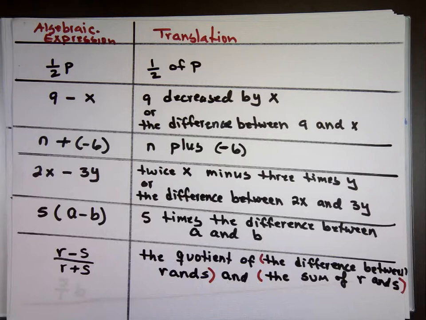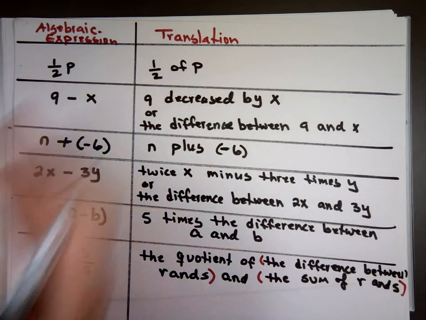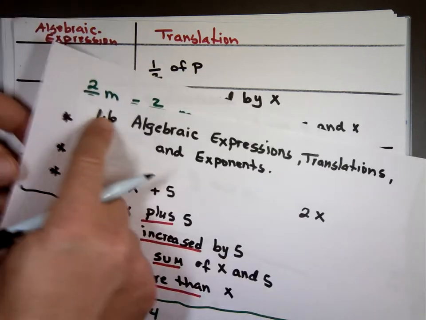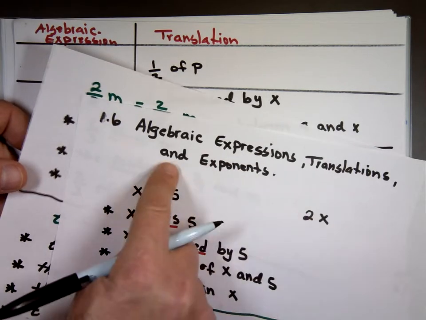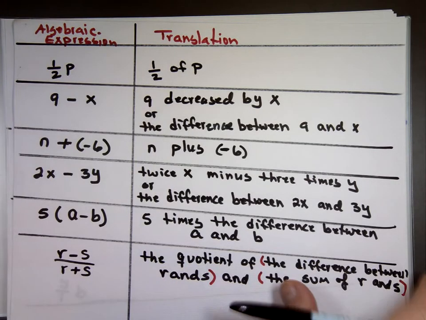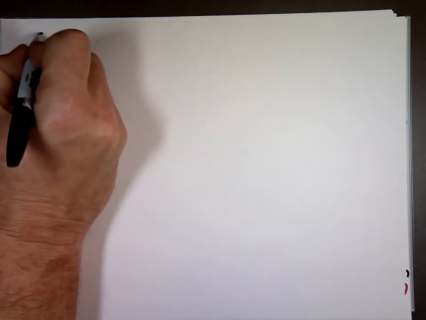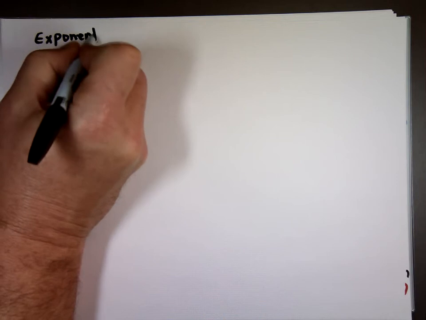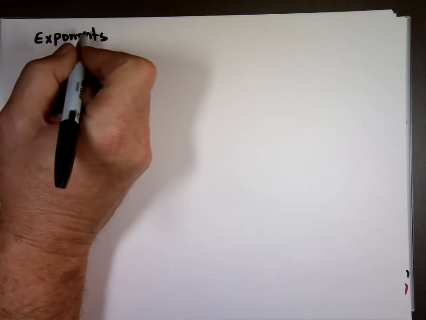Okay, so that's the translation. This algebraic expression, we can go back and forth. Soon enough, you'll see that. We have one more topic. When I wrote the headline for section 1.6, I said algebraic expressions, translation, and exponents. So let's look at the exponents. We're still in the same section. Exponents.